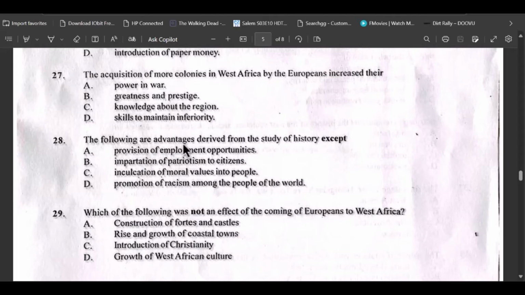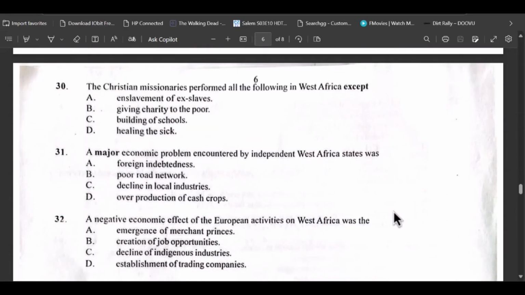28, the following are advantages derived from the study of history except. 29, which of the following was not an effect of the coming of the Europeans to West Africa? 30, the Christian missionaries performed all the following in West Africa except. 31, a major economic problem encountered by independent West African states was. 32, a negative economic effect of the European activities on West Africa was the.